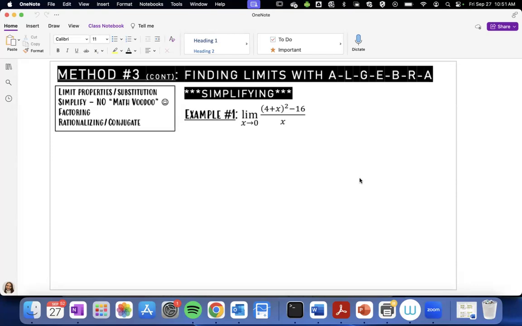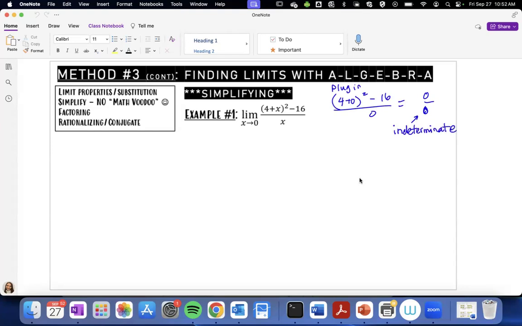Okay, so example 1. Find the limit of all of this as x approaches 0. Here's the thing. We can find the limit using a table, but sometimes that's tedious, right? We can find it by plugging in. We always want to kind of try to plug in first to see what happens. What happens when we substitute x equals 0? You'd end up with 4 times 0 minus 16 all over 0, which is 0 over 0. This is called an indeterminate form. We can't determine the answer.